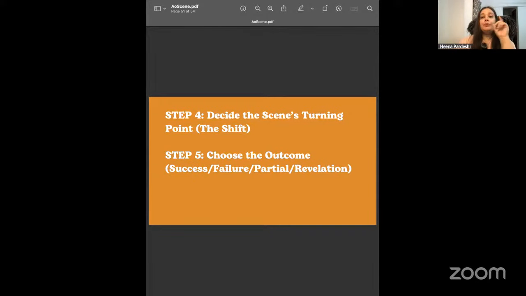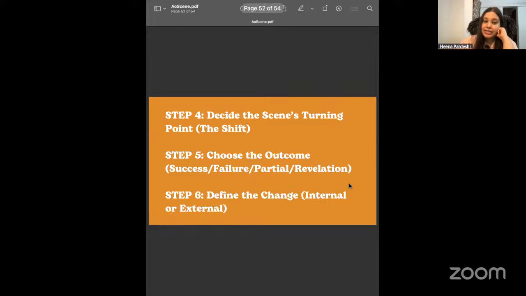For example, failure. Harry doesn't find Flamel in the restricted section. Partial. Frodo escapes the Ringwraiths, but gets injured. Revelation. Elizabeth reads Darcy's letter. And success. Jane Eyre resists temptation and stays true to herself. Outcome is what creates movement.